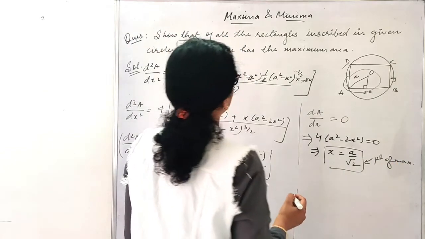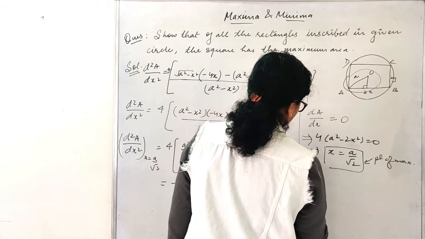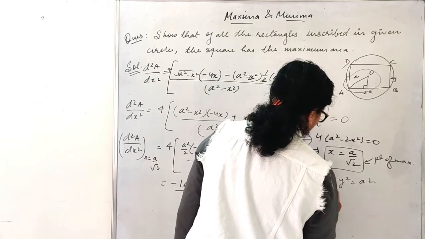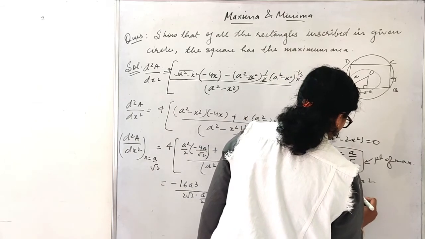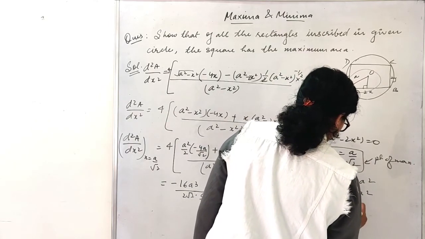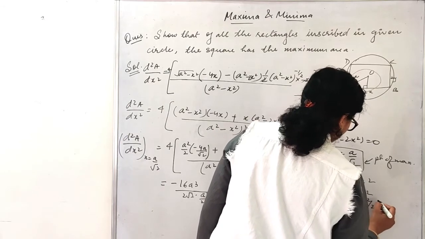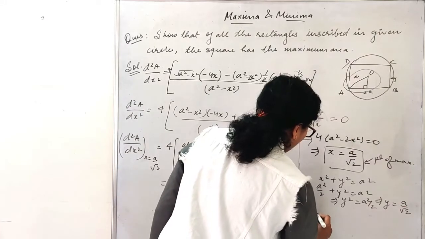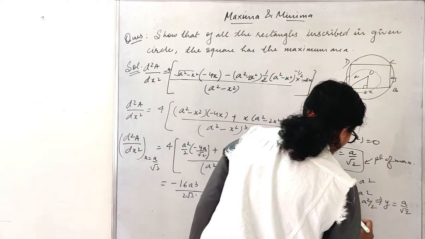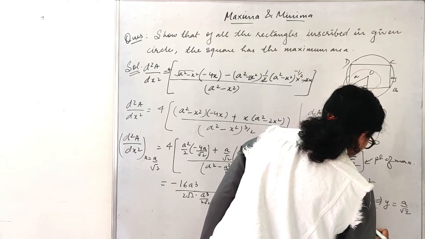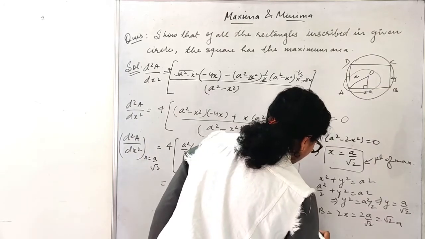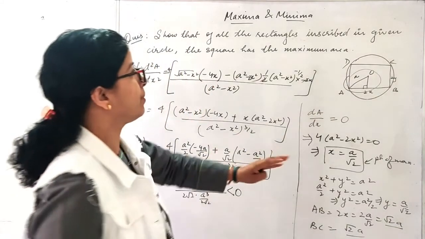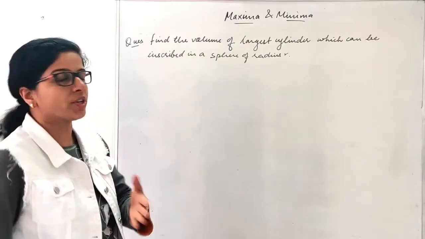Now I will find the value of y. So we had x square plus y square is equal to a square. So this is a square by 2 plus y square is equal to a square. This implies y square is also equal to a square by 2. So y is equal to a by root 2. So the sides of the rectangle: AB is equal to 2x, which means 2 times a by root 2, that is root 2 a, and BC is also equal to root 2 a. In that case my ABCD becomes a square.